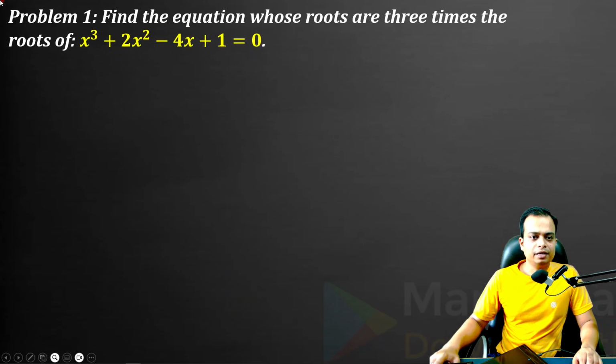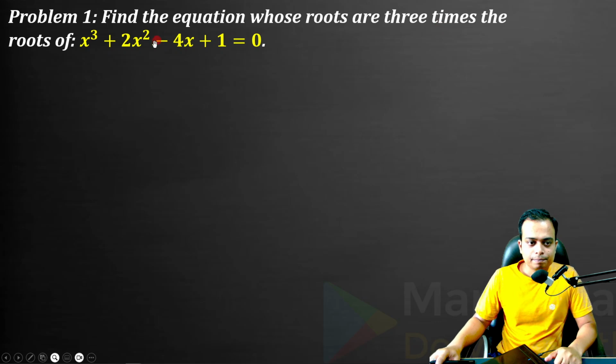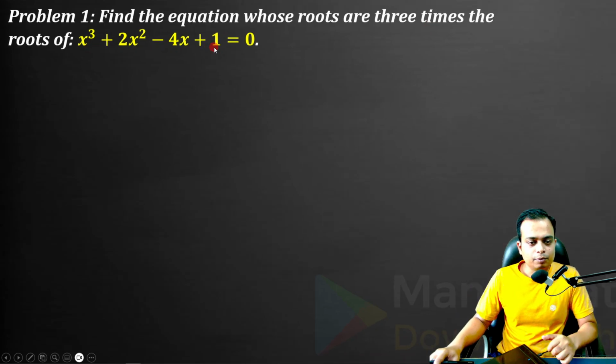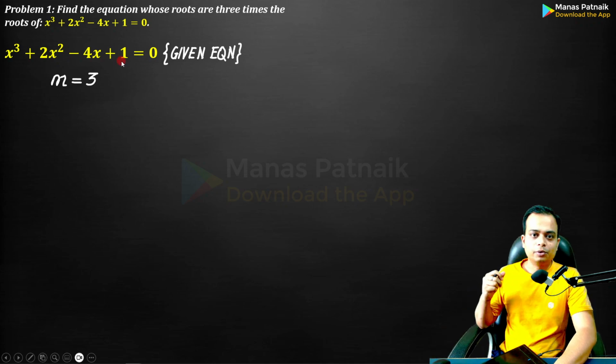So we need to find an equation whose roots are 3 times the roots of the cubic equation. That means m is equal to 3. Let me rewrite it again. The transformed equation is such that its roots are 3 times those of the given equation. That is what you need to work out. So m is equal to 3.